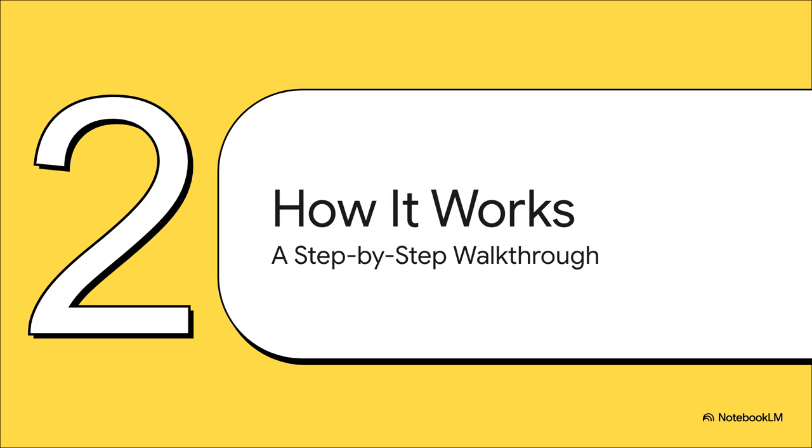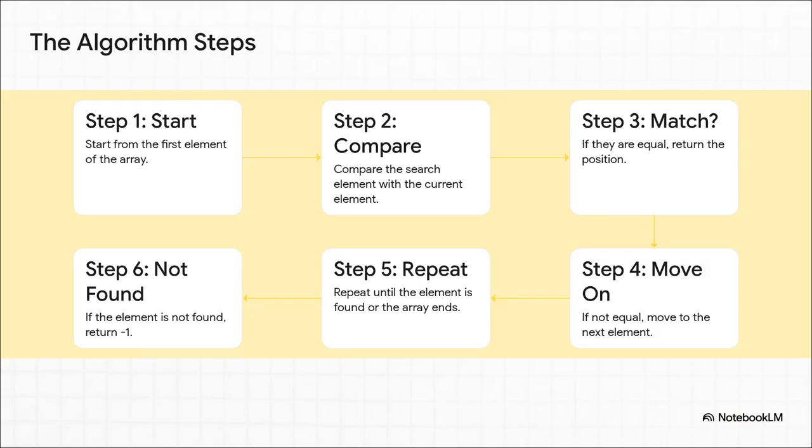Okay, so how do we take that simple idea and turn it into a formal set of instructions that a computer can actually follow? Let's break it down into a real algorithm. So here's the game plan. You start at the very first spot, index 0. You ask, is this what I'm looking for? If the answer is yes, awesome. We stop right there and report back the position. If it's no, we just move on to the next spot and ask the same question again.